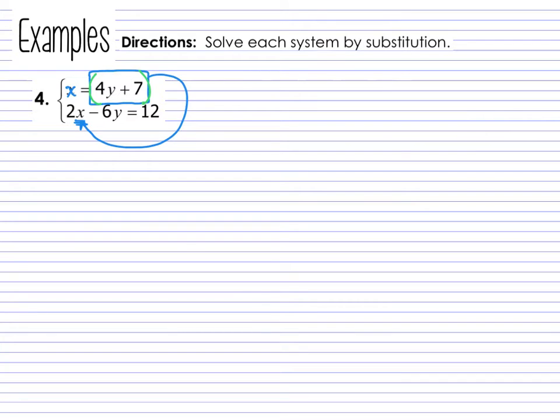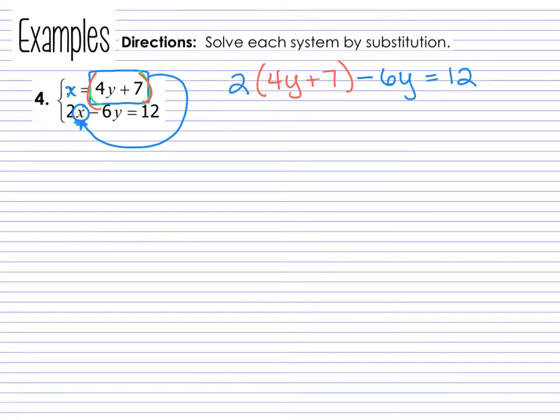We're going to start by writing that second equation, 2, but there's the x. This is what I want to replace, so I'm going to replace it with the parentheses from the first equation, 4y plus 7. Now we're going to keep going with the rest of that second equation, minus 6y equals 12.